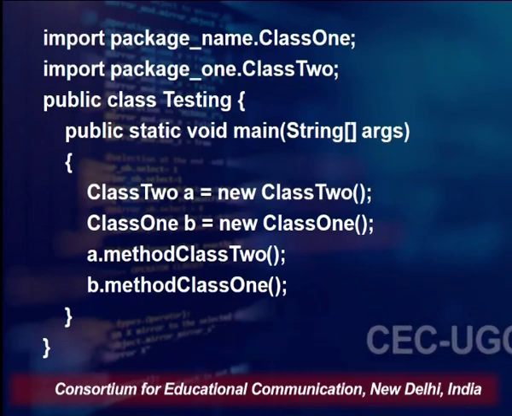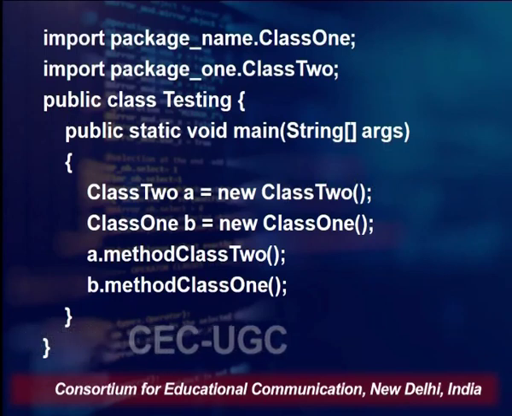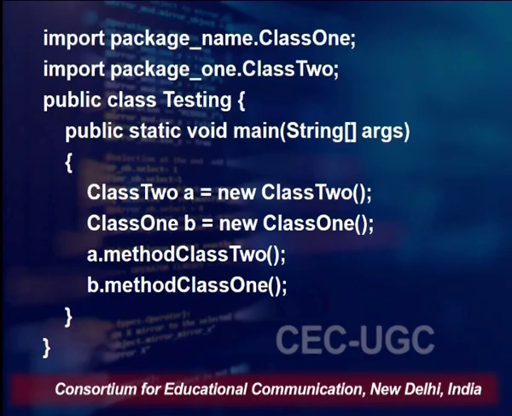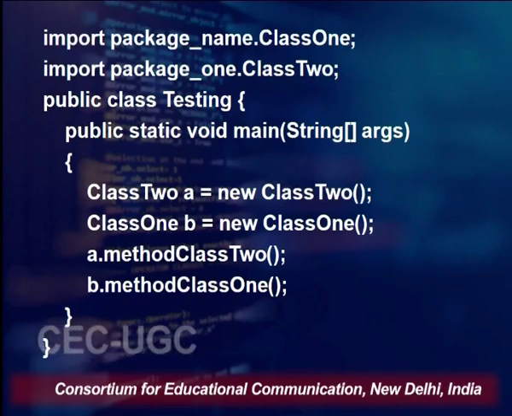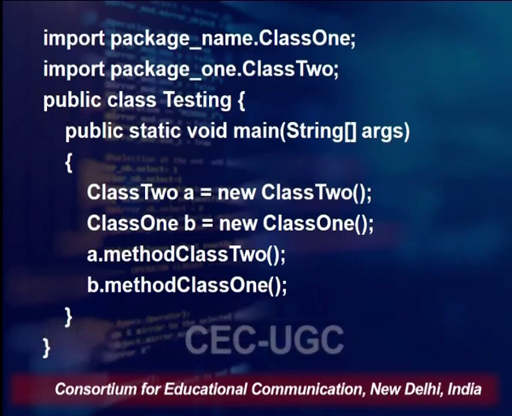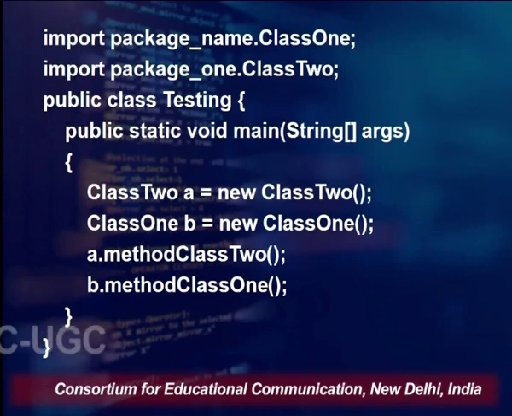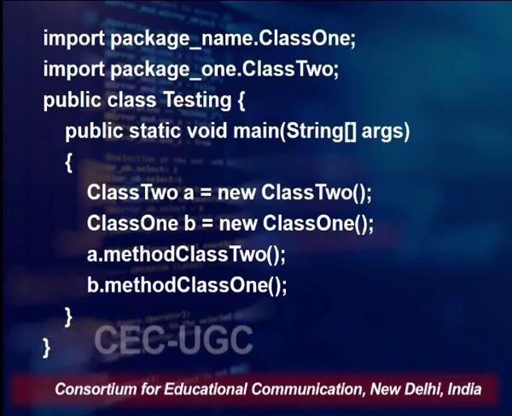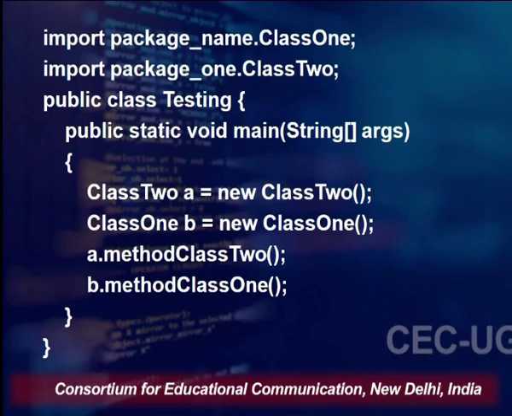These class 1 and class 2 are both used inside the main function, which is encapsulated inside the class testing. So, we have created one object of class 2 and one object of class 1, and the reference variables corresponding to them are A and B respectively. With A we are calling method class 2, and with B we are calling method class 1.